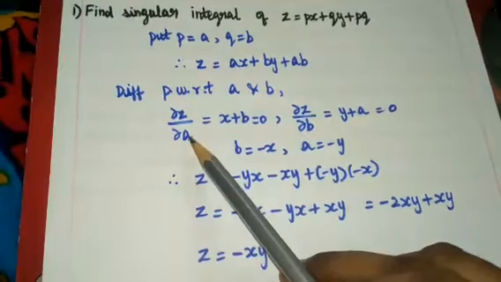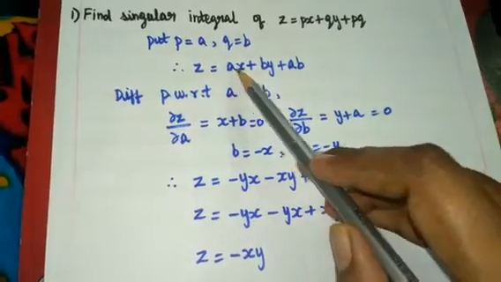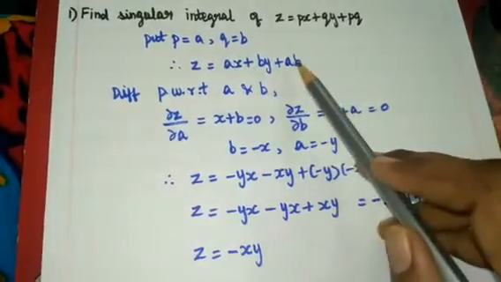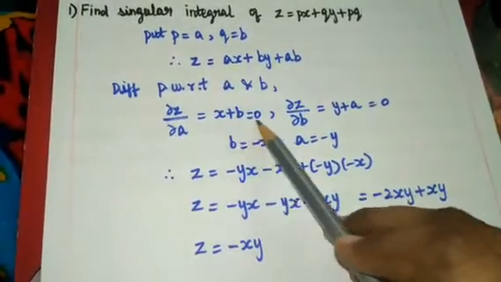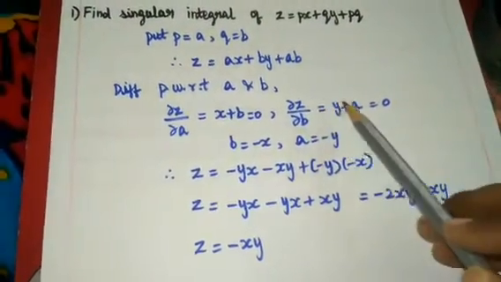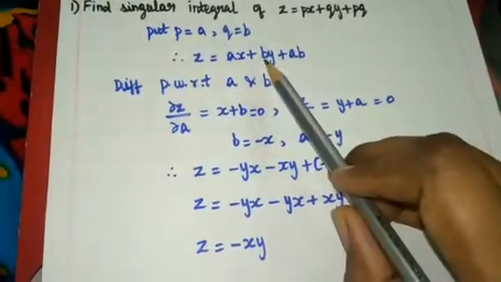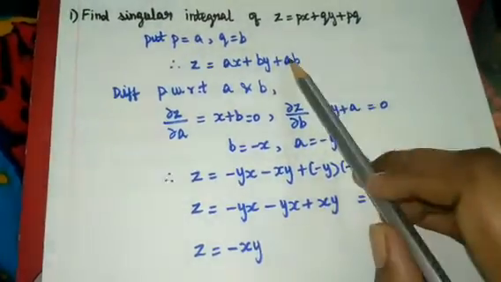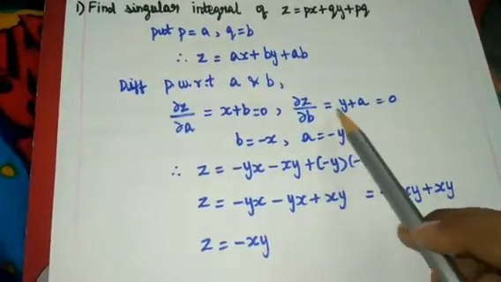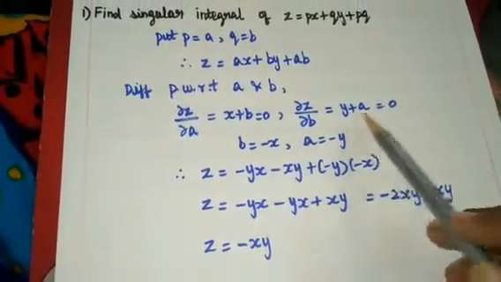When we differentiate with a, it becomes dou z by dou a is equal to, this a term becomes 1, therefore 1 into x, and by becomes 0, and in ab it becomes b, therefore x plus b is equal to 0. And differentiate with respect to b, therefore here this ax term becomes 0 and by becomes y, and ab becomes a into 1 is equal to a, therefore y plus a is equal to 0. From this we can say b is equal to minus x and a is equal to minus y.